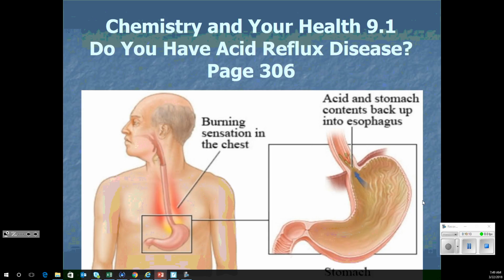Acid reflux, on page 306. It's about taking Tums and neutralizing the acid. If you don't, what happens is right here, it's called Barrett's disease, and it actually pulls apart your esophagus and causes holes in it, because your esophagus is not made to hold stomach acids.